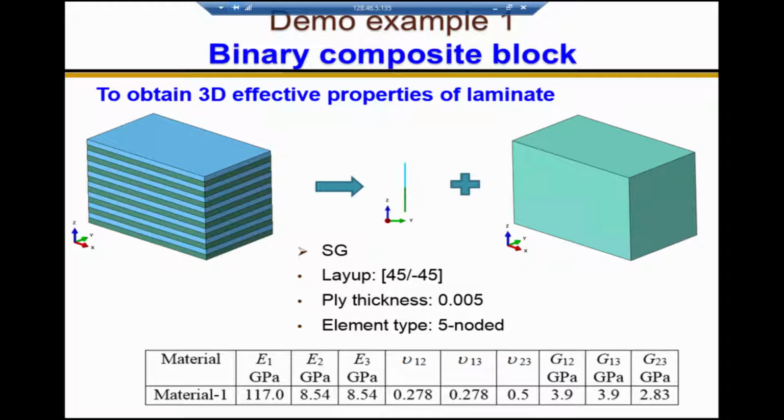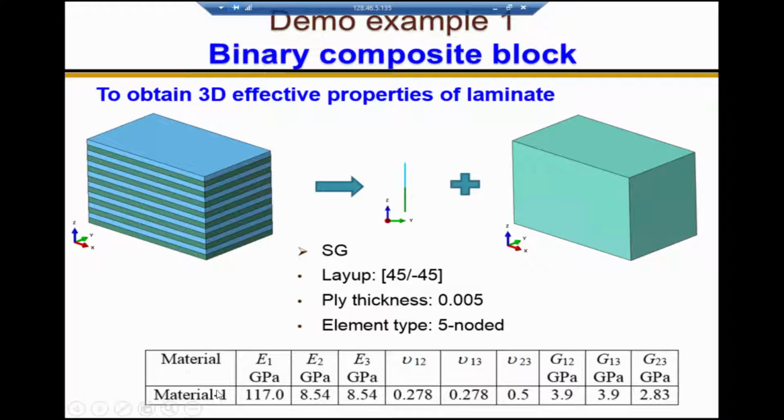The first example is a binary composite block. For the binary composite block, we can reconstruct this entire structure by repeating this 1D SG in X, Y, and Z directions. Therefore, we can conduct a 1D SG homogenization analysis and choose a 3D solid as the macroscopic model to obtain the 3D effective properties of the laminate.